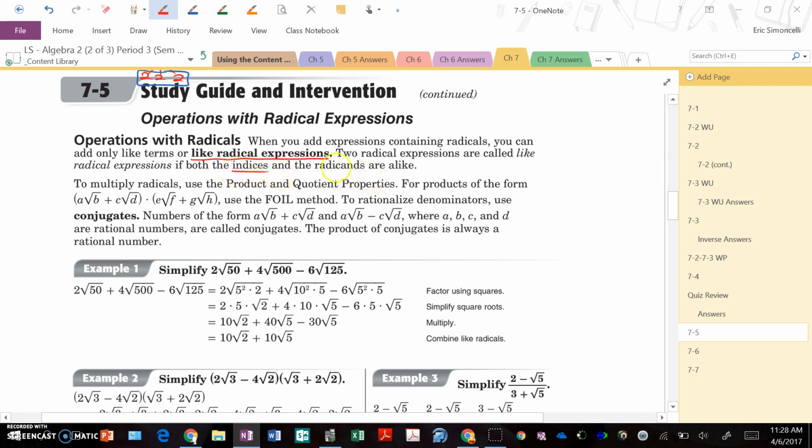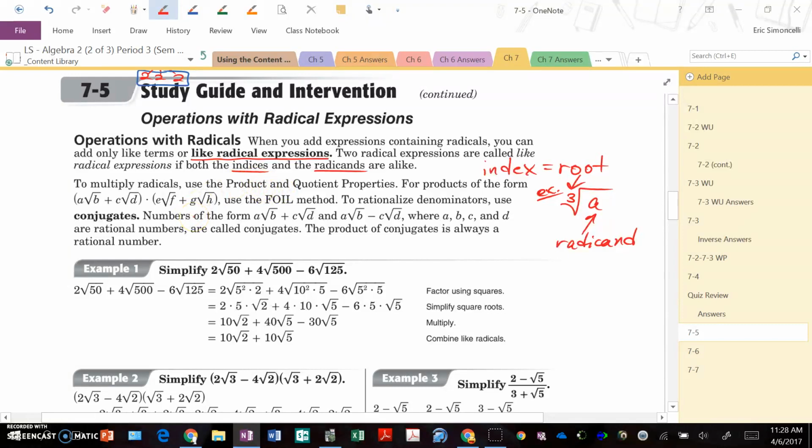Now the term indices is actually a little bit new to us. It speaks to the plural form of index, which is essentially just another word for root. So if I'm asking you to take, for example, the cube root of a, some random or arbitrary radicand, the index or root is that, and that is the radicand. Indices means the plural version of index.